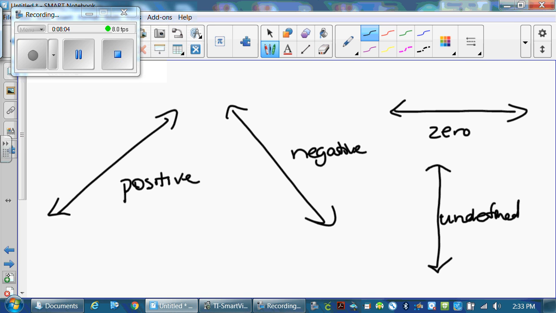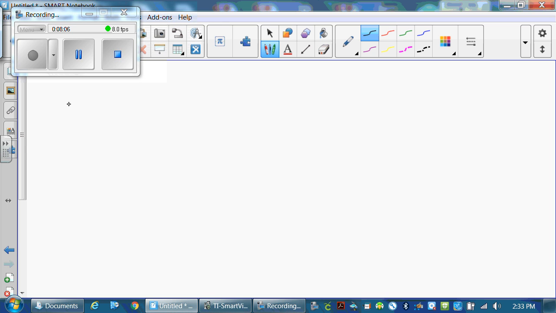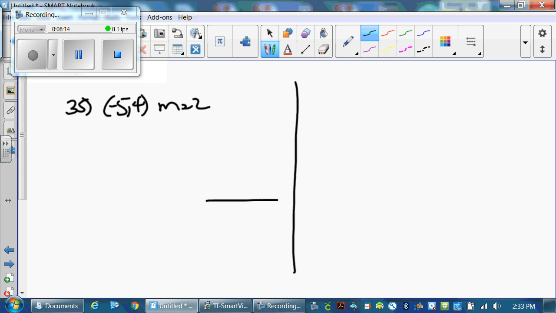All right, number 35. Number 35, they give me the point negative 5, 4, and they tell me that the slope is 2, and they want 3 more points on the line. So negative 5, 4. That's where I'm going to start. And a slope of 2 is really 2 over 1. So I'm going to count up 2 and over 1, which would put me at negative 4, 6.